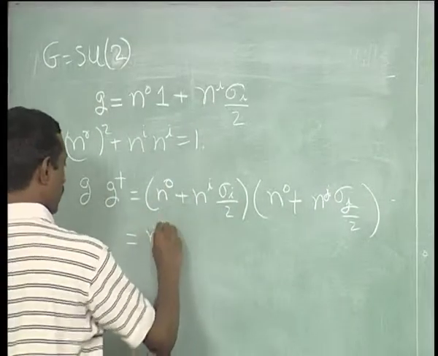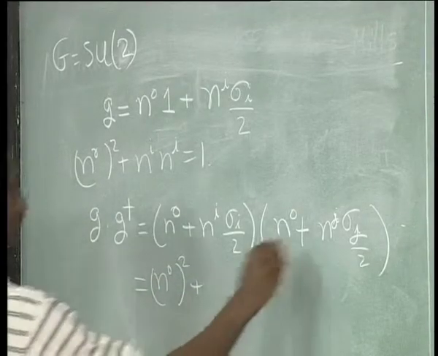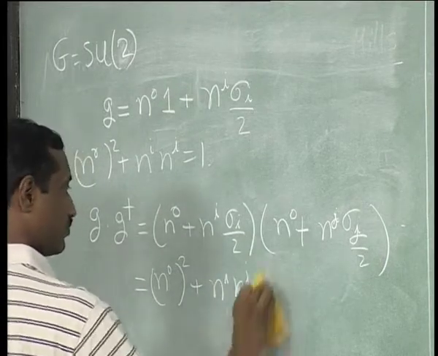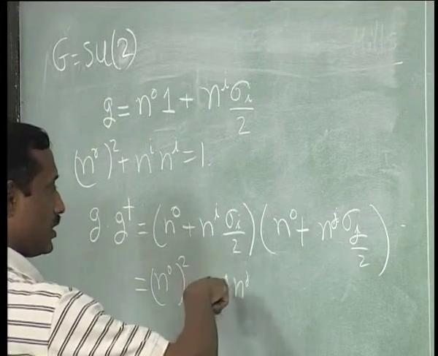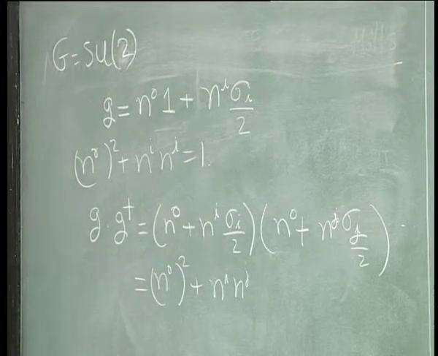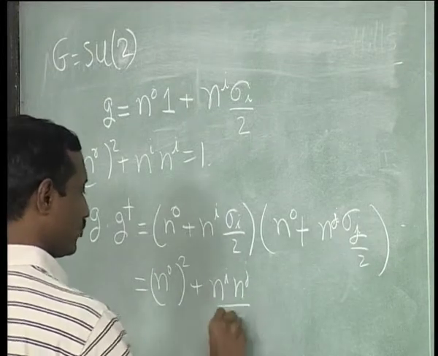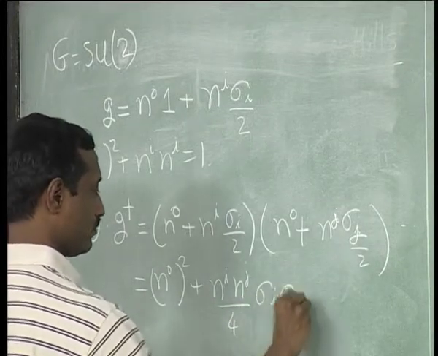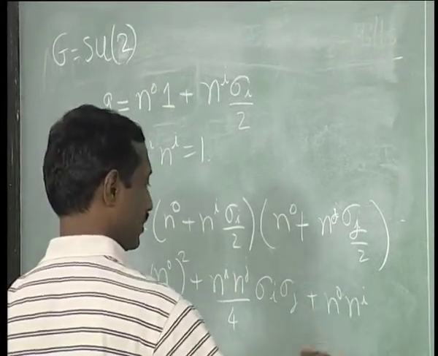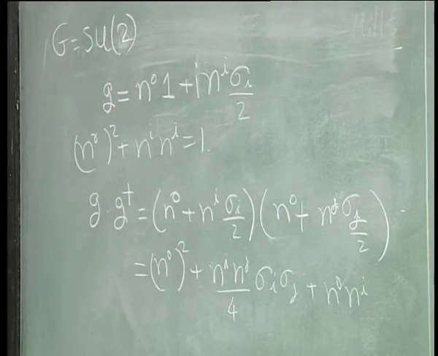Okay, so I get N0 square plus Ni Nj, this term I am writing right now. So, it is fourth, plus the other term which is N0 Ni. So, this does not cancel. So, I do need an I.